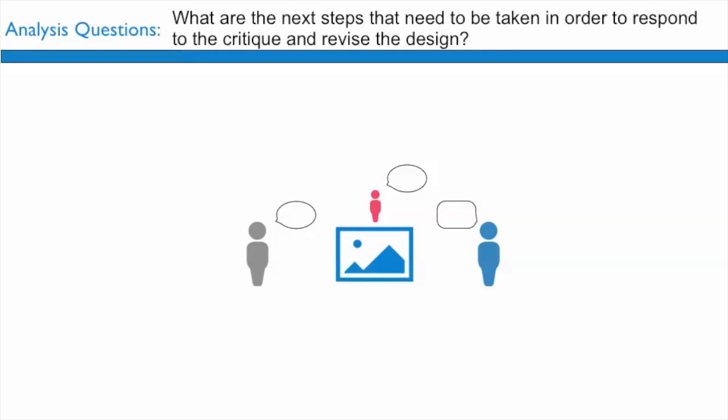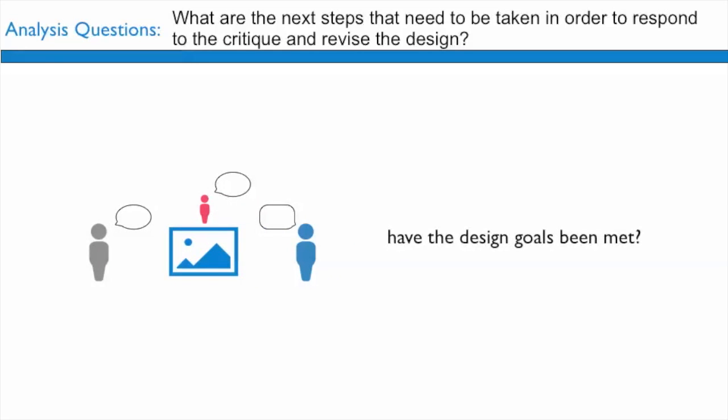So, the next question is, what are the next steps that need to be taken in order to respond to the critique and revise the design? This can be a difficult question to answer depending on the type of feedback that you got. However, one of the things to consider is, once you have received feedback, was it good feedback or bad feedback, remembering what we talked about last time in terms of critique, and how will this feedback inform where you want to go next? Remember that not all feedback may be consistent. So what you need to start to do is realign whether or not the feedback actually relates to the design goals, and ask yourself whether or not your design goals have been met.